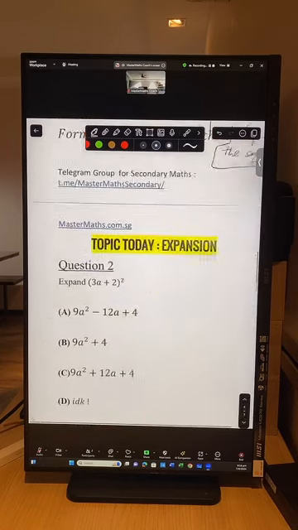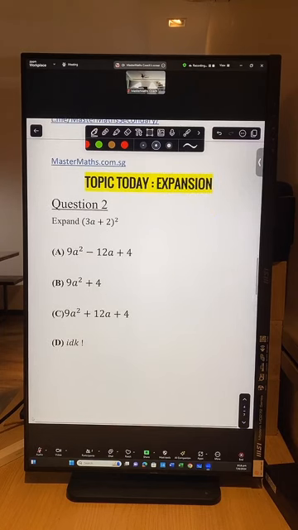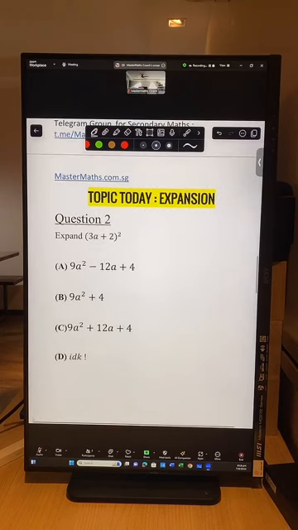Okay, let's go to question number 2 lah. Question number 2. So expand (3a + 2) squared. Very easy lah. Today the question so relax lah. No need to stress.